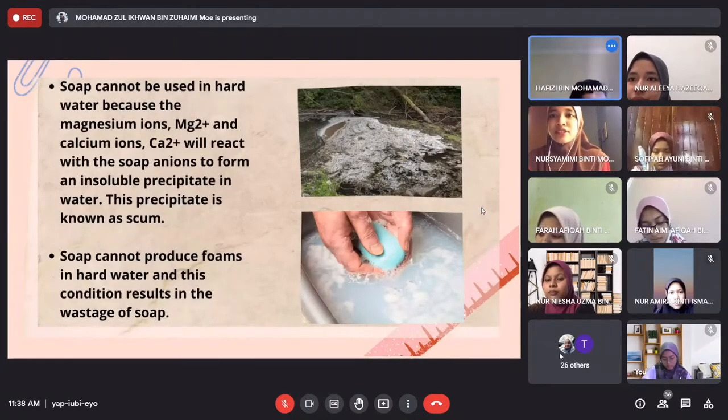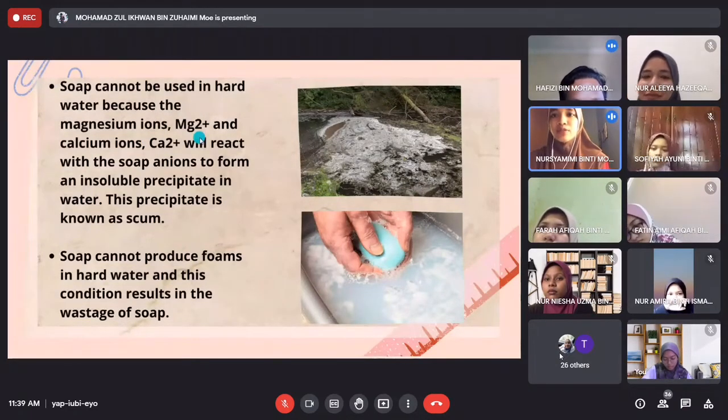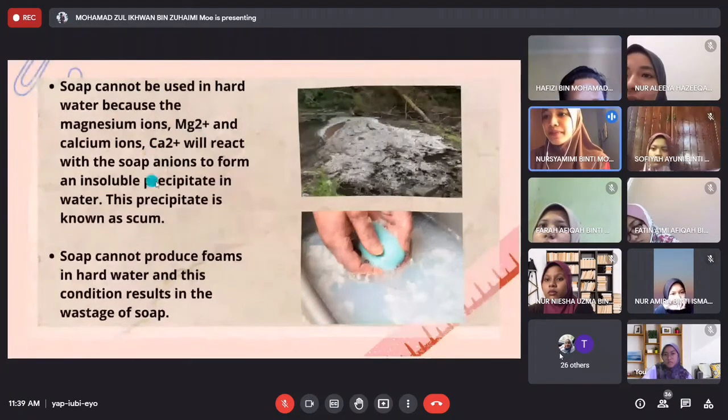Soap cannot be used in hard water because the magnesium ion, Mg2+, and calcium ion, Ca2+, will react with the soap anion to form an insoluble precipitate in water. This precipitate is known as scum.